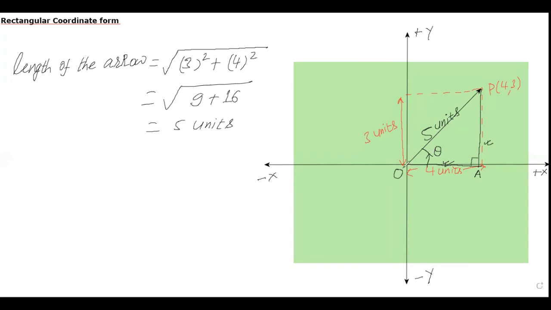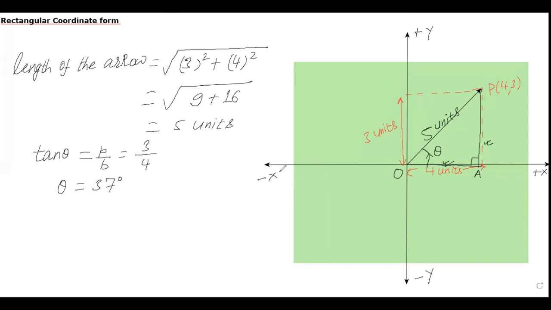So for this, since triangle OAP is a right angle triangle, here we can use the concept of trigonometry. I want to find theta, so I can use tan theta, because we know perpendicular and base. Perpendicular is 3 units and base is 4 units, right? So tan theta is P by B, perpendicular 3 units, base 4 units. Tan theta is 3 by 4. It means theta is equal to 37 degrees.